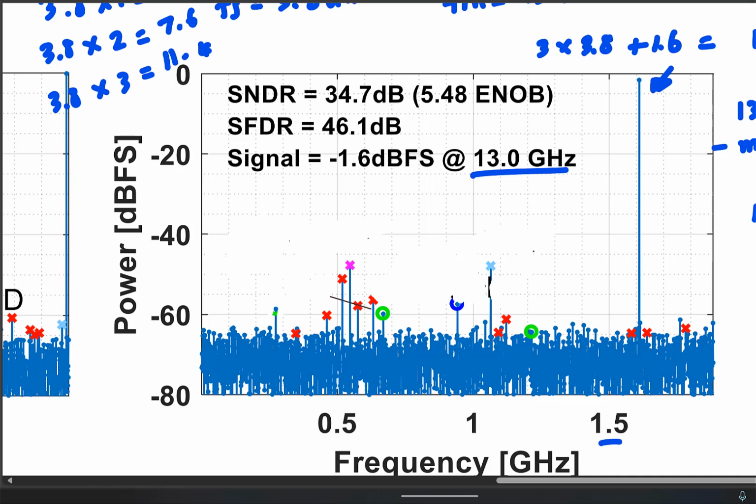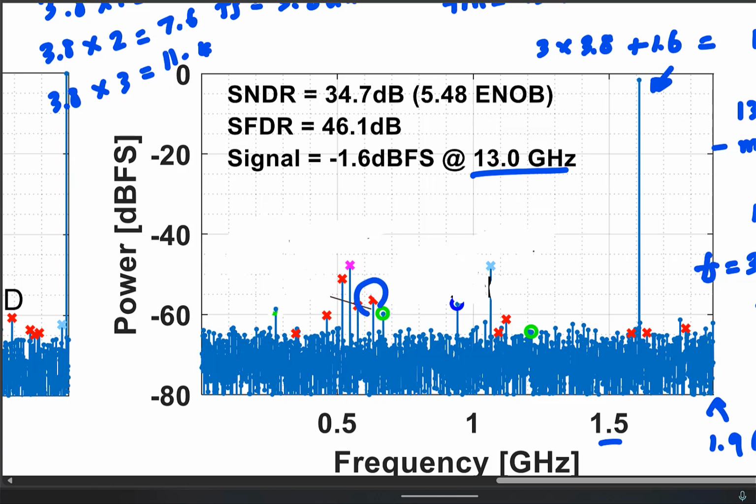Second harmonic will lie at what frequency? 1.6 times 2 is 3.2. 3.2 is definitely beyond my fs by 2 of 1.9. So where will it alias to? 3.8 is fs, by the way. I have a frequency 3.2. Where will it alias to? 0.6. Here it's just fs minus that. 0.6 is somewhere here, maybe this one.